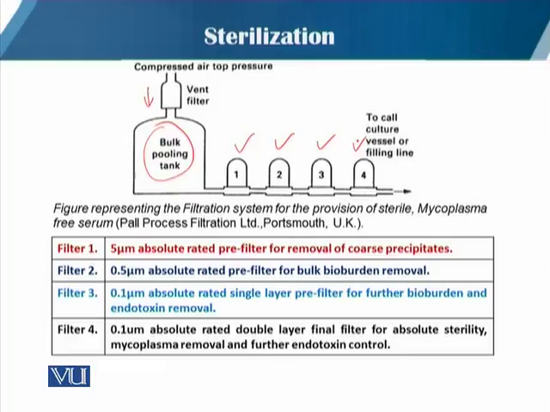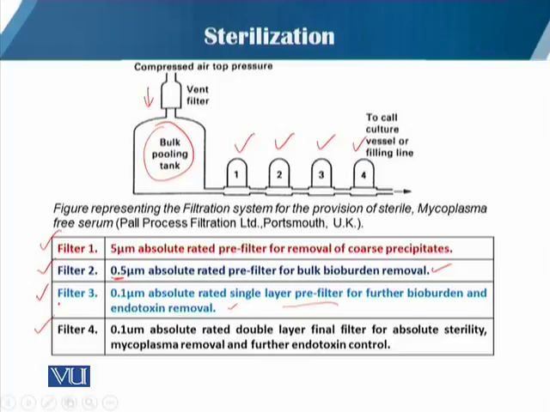Let us see the function of each of these four filters. The pore size of the first filter is 5 micrometers, an absolute rated pre-filter for the removal of coarse particulates. The second filter has a pore size of 0.5 micrometer, an absolute rated pre-filter for bulk bioburden removal, just to increase the life of the third and fourth. The third filter has a pore size of 0.1 micron, an absolute rated single layer pre-filter for further bioburden and endotoxin removal.